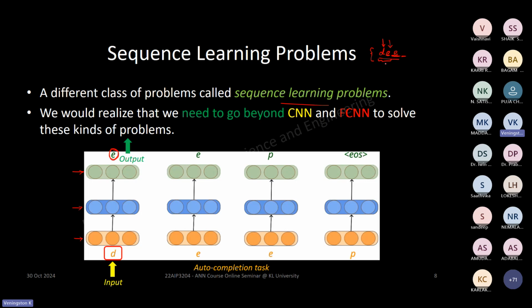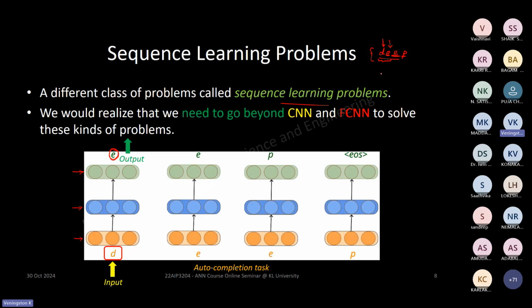Okay, so now assume that the system predicts that P is the right character that the user will likely type. Right. So here is the auto completion task in terms of characters. Okay.